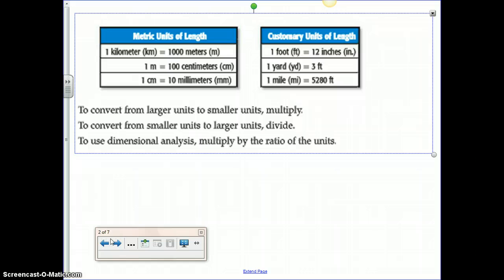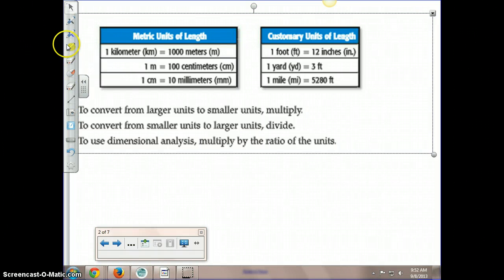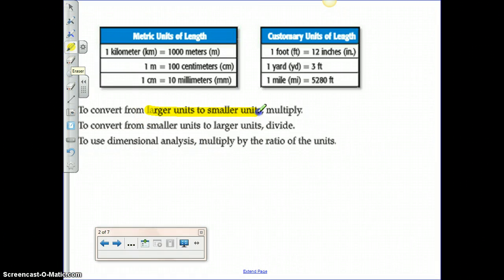Customary units of length, the units of length we use the most often, we know that 1 foot equals 12 inches, 1 yard equals 3 feet, and 1 mile equals 5,280 feet. To convert from larger to smaller, we are going to multiply. To go from smaller to larger units, we will divide.